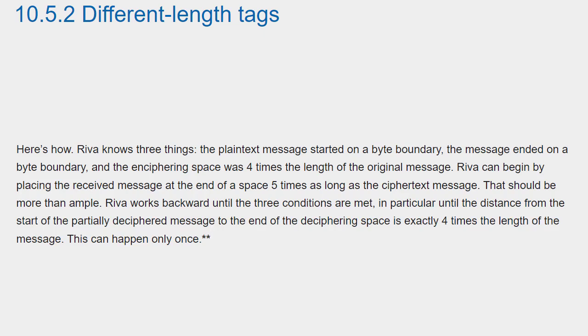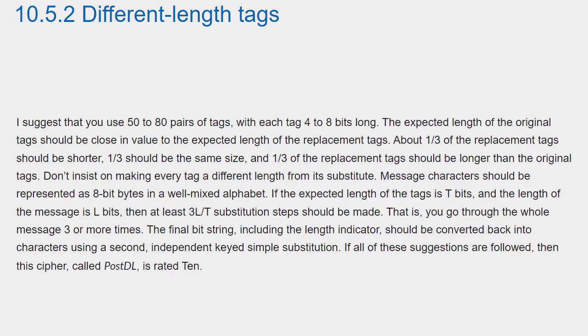Here's how. Riva knows 3 things. The plaintext message started on a byte boundary. The message ended on a byte boundary, and the enciphering space was 4 times the length of the original message. Riva can begin by placing the received message at the end of a space 5 times as long as the ciphertext message. That should be more than ample. Riva works backward until the 3 conditions are met, in particular until the distance from the start of the partially deciphered message to the end of the deciphering space is exactly 4 times the length of the message. This can only happen once.